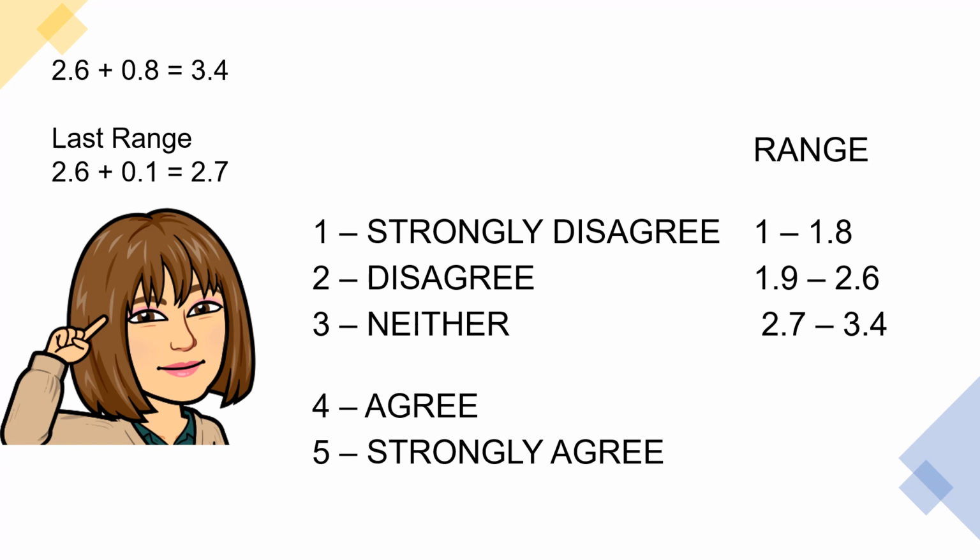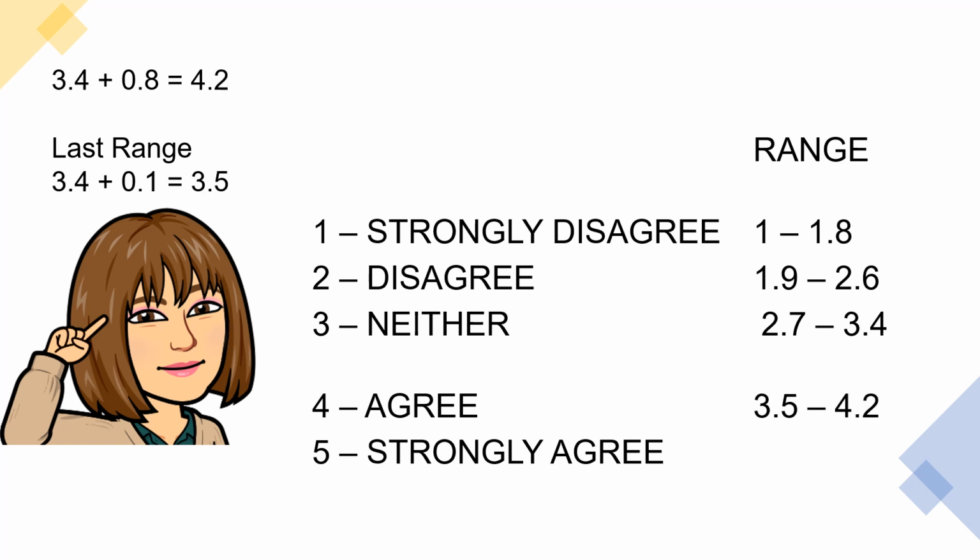For our Likert scale 3, copy the last range and then add 0.8. For example, 2.6 plus 0.8 equals 3.4. Then, copy again the last range, which is 2.6, then add 0.1, that would be 2.7. So our range for Likert scale 3 is 2.7 to 3.4.